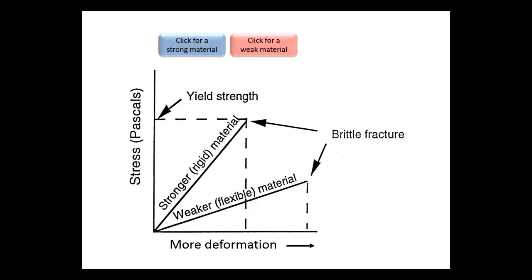Notice that the strong material makes a steep slope on the stress-strain diagram, which simply means that for a given amount of stress, it doesn't deform very much. The weak material, in contrast, makes a shallow slope because a given amount of stress produces a lot of deformation.